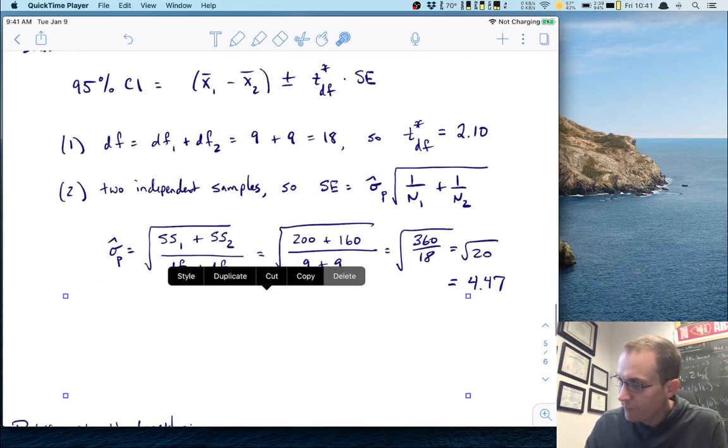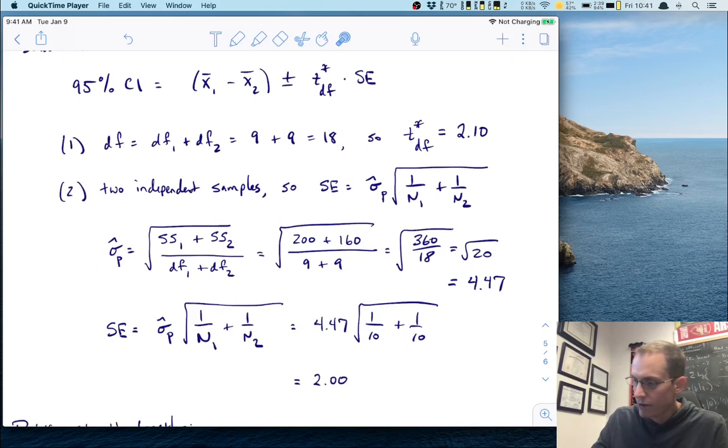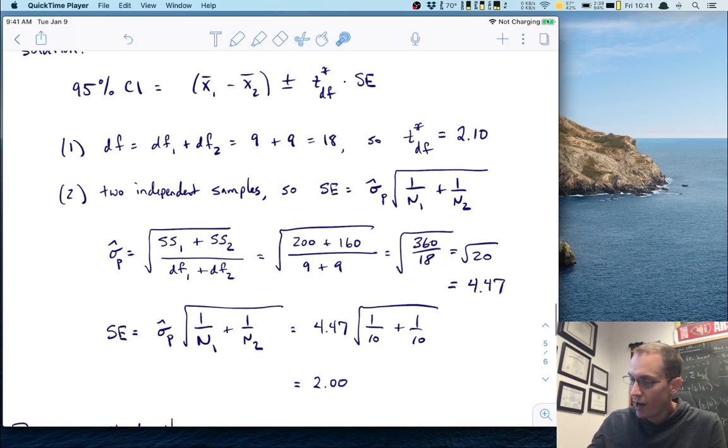Now we can use that and feed it into the formula for standard error. We take sigma hat p times square root of 1 over n1 plus 1 over n2. So that's 4.47 times square root of 1 over 10 plus 1 over 10, which if you put all that into your calculator and do the order of operations correctly, you get, to 2 decimal places, 2.00.